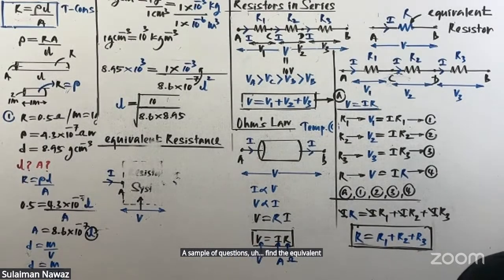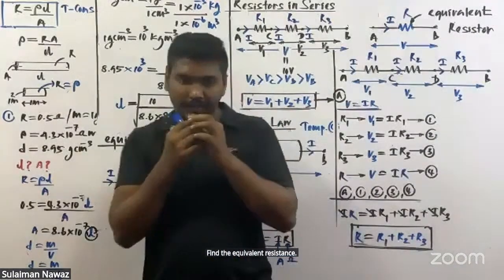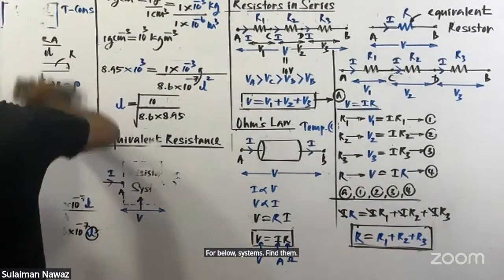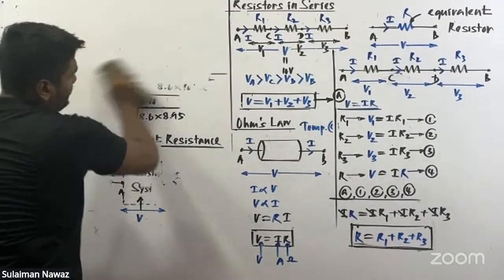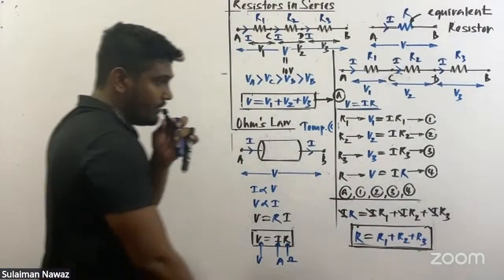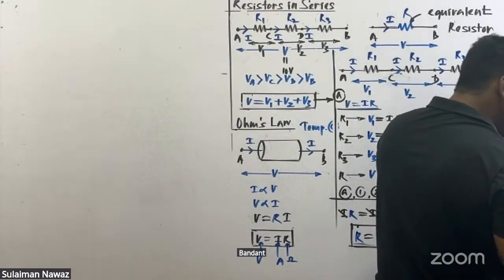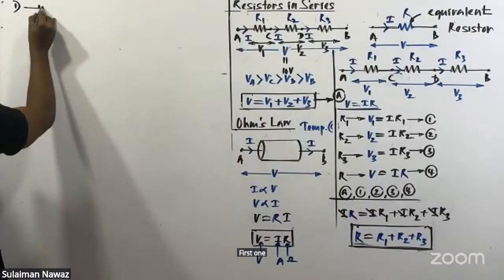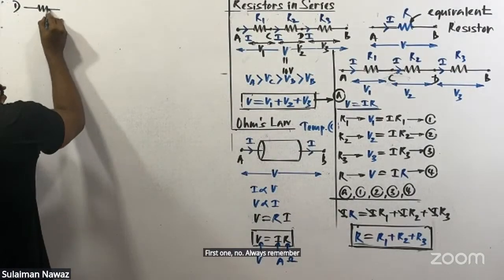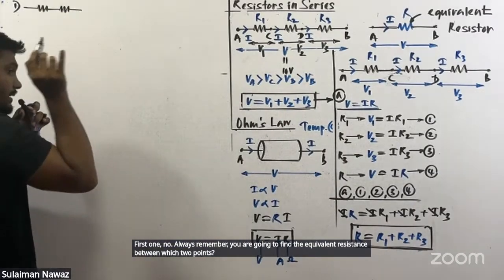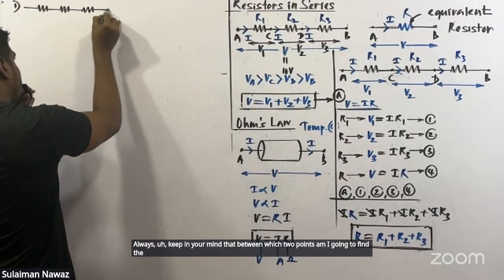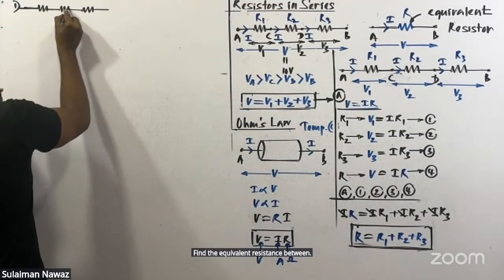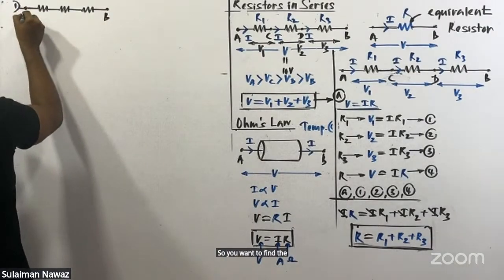Find the equivalent resistance quickly for the systems below. Number one. Always remember which two points you are going to find the equivalent resistance between. Always keep in mind between which two points you are finding it, because based on the two points, your equivalent resistance may be different. Find the equivalent resistance between points A and B.